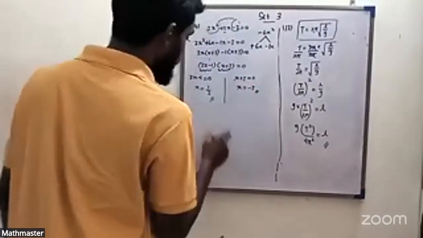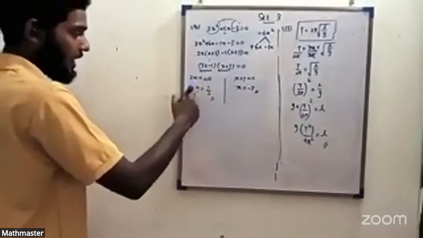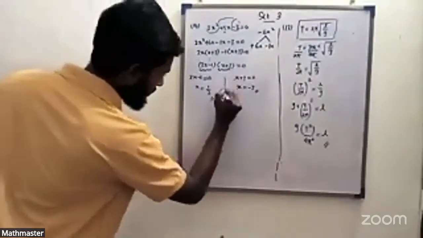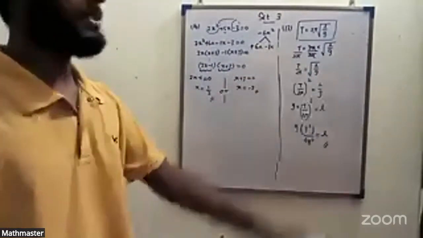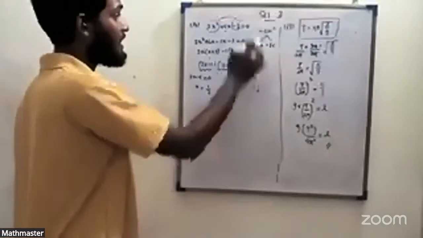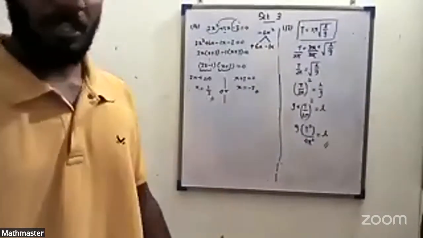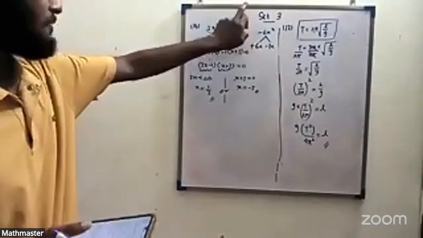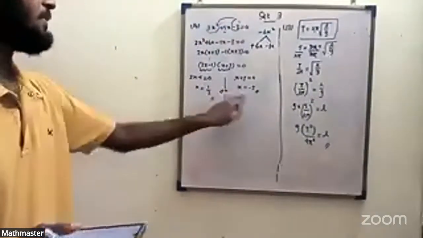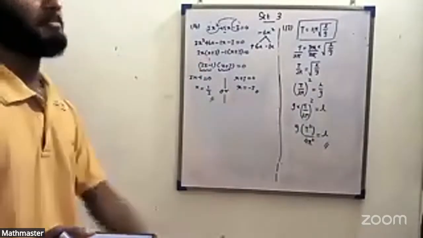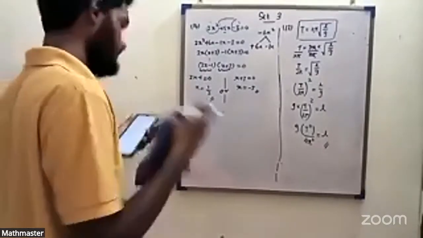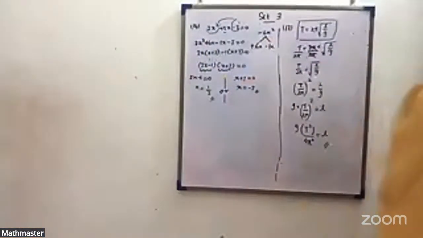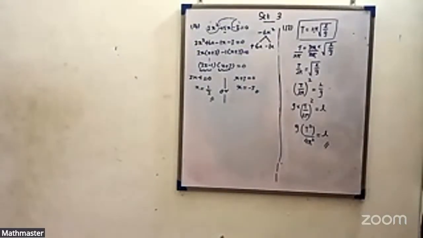So here you have two answers for x. x equals half or x equals minus 3. Why do you get two answers here? Because it's a quadratic equation. In quadratic equations, the feature is you get two answers for x. That is question number 14. I hope there are no questions in this part. If you have any questions, please type in the chat.